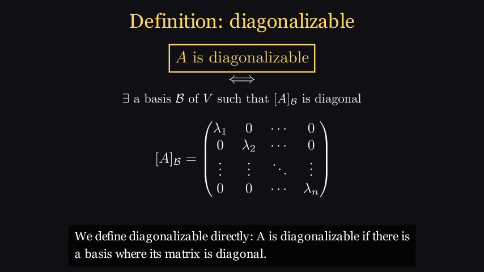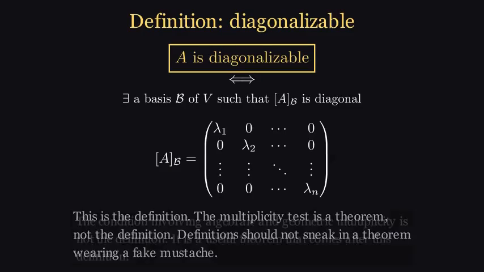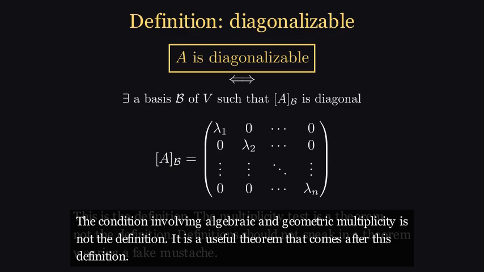We define diagonalizable directly. A is diagonalizable if there is a basis where its matrix is diagonal. The condition involving algebraic and geometric multiplicity is not the definition. It is a useful theorem that comes after this definition.